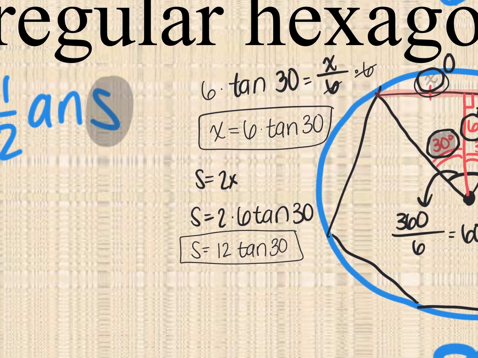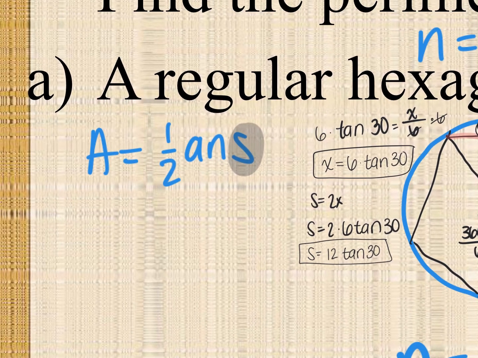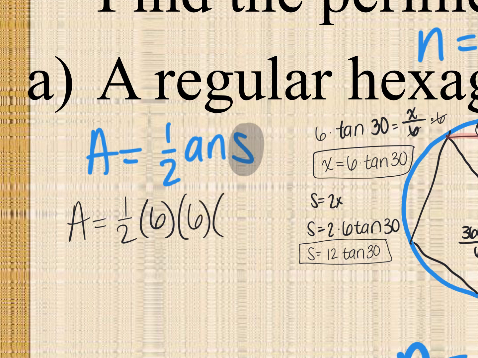So now let's backtrack to the area formula, and we know every single value now. Let's plug it in. So area equals 1/2. What was the apothem, if you remember? 6. What was the number of sides? 6, because it's a hexagon. And what are we plugging in for S? 12 tangent of 30.